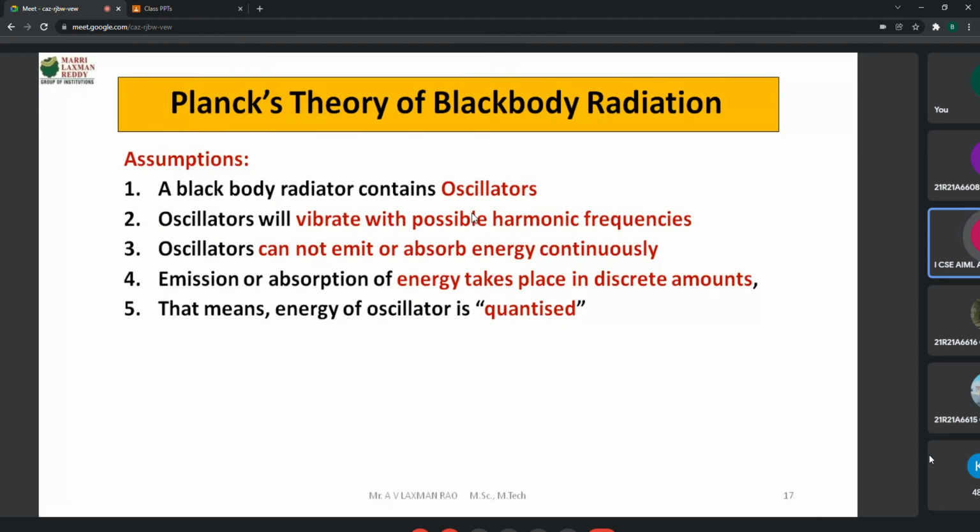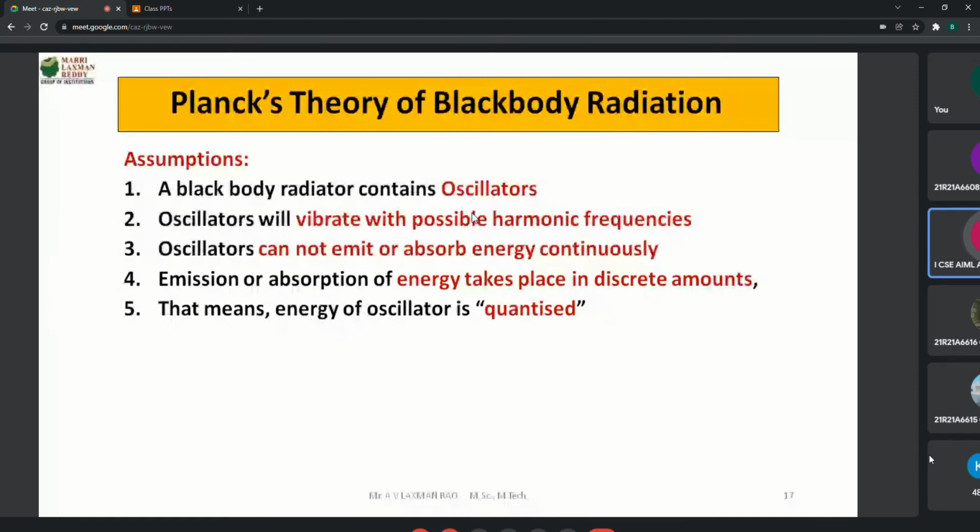That is very important. Third point, don't get confused: oscillators cannot emit or absorb energy continuously. Then how does the black body radiator emit or absorb energy? Continuously it is not possible. It is only with certain discrete values that energy can be emitted. Planck calculated that energy, and it is in the form of n into h nu.